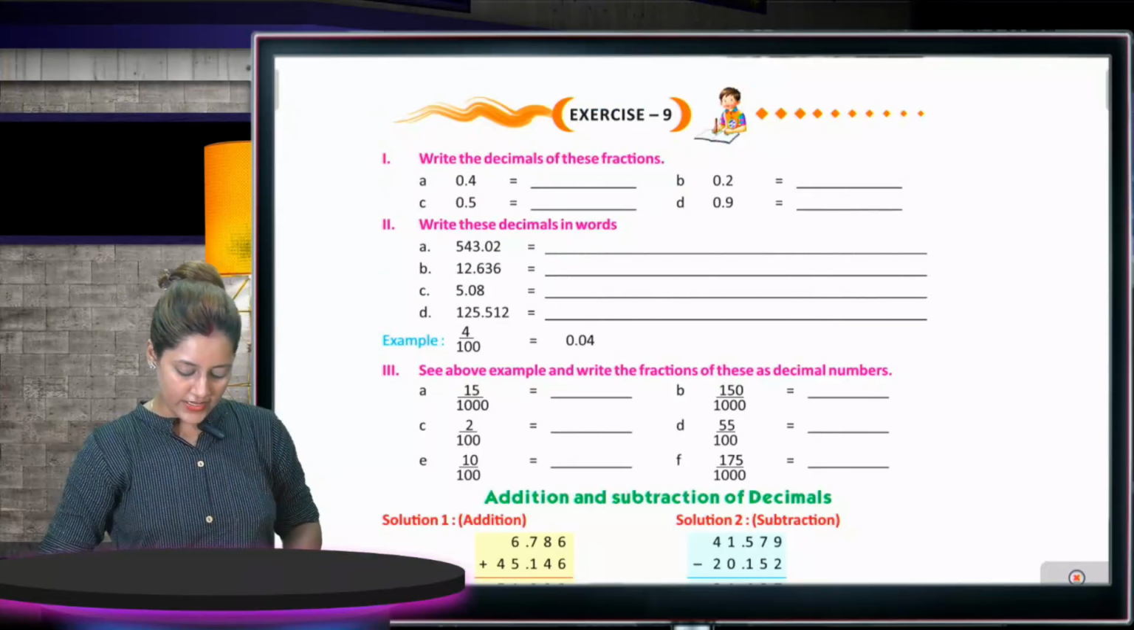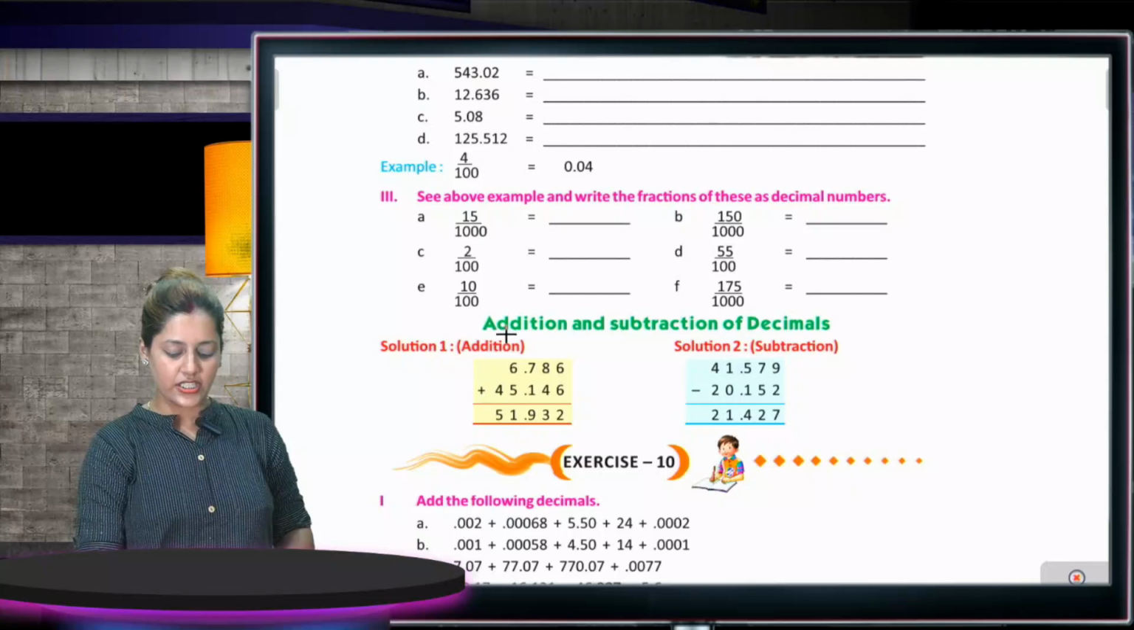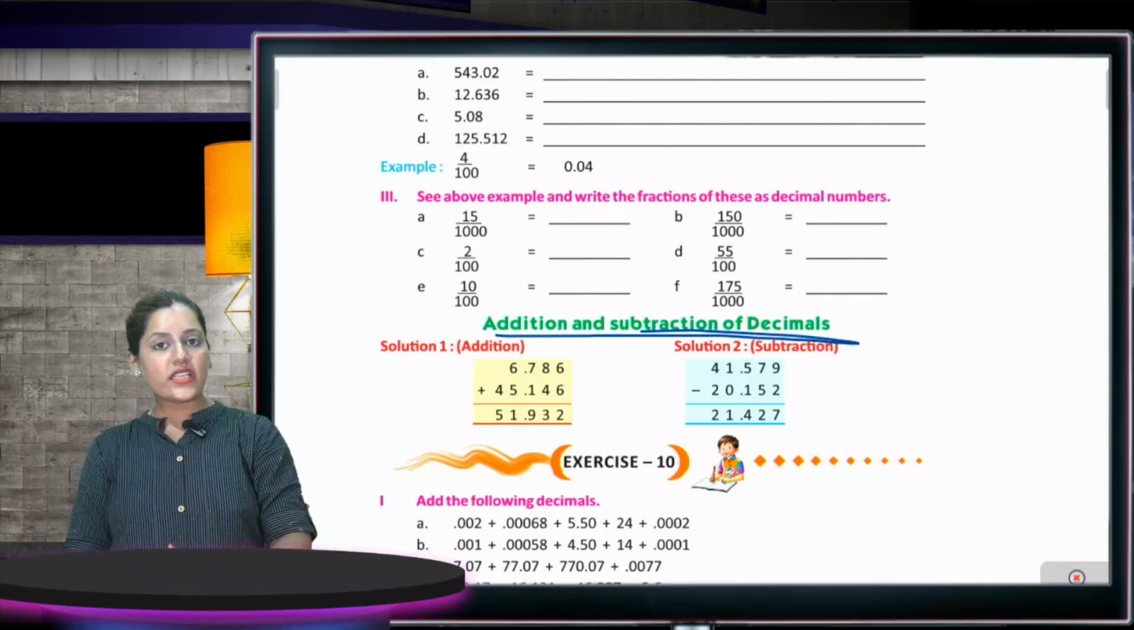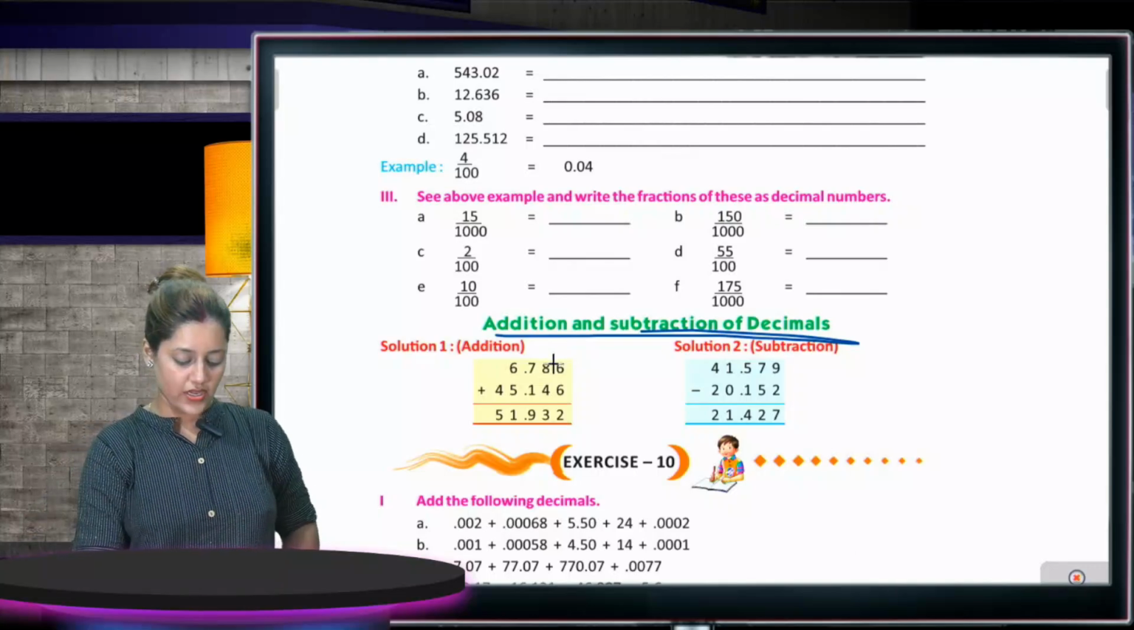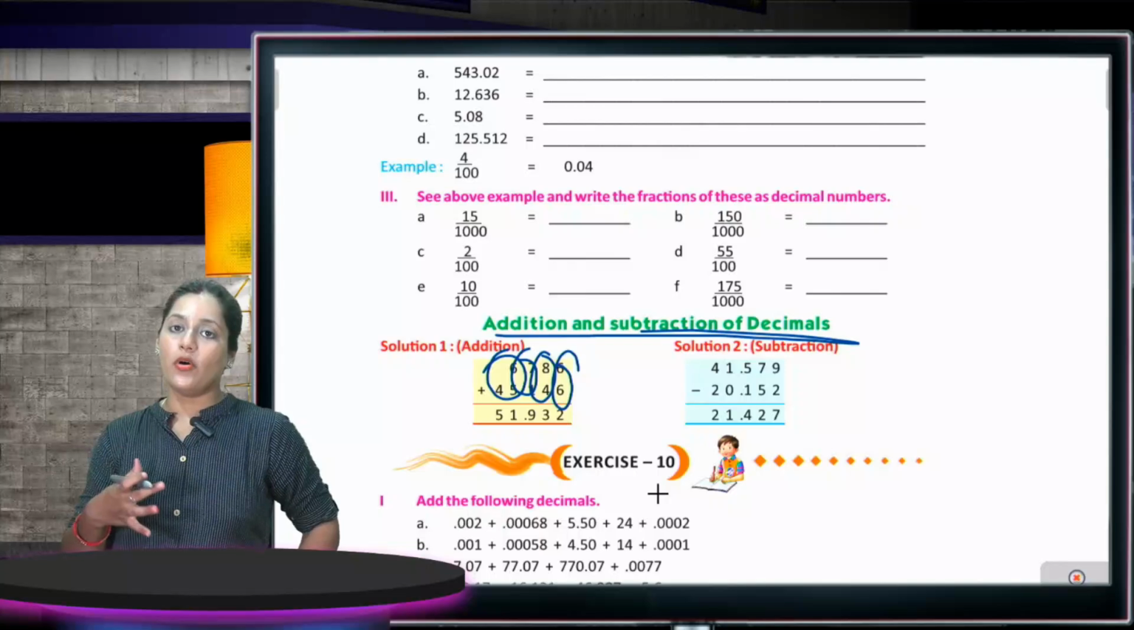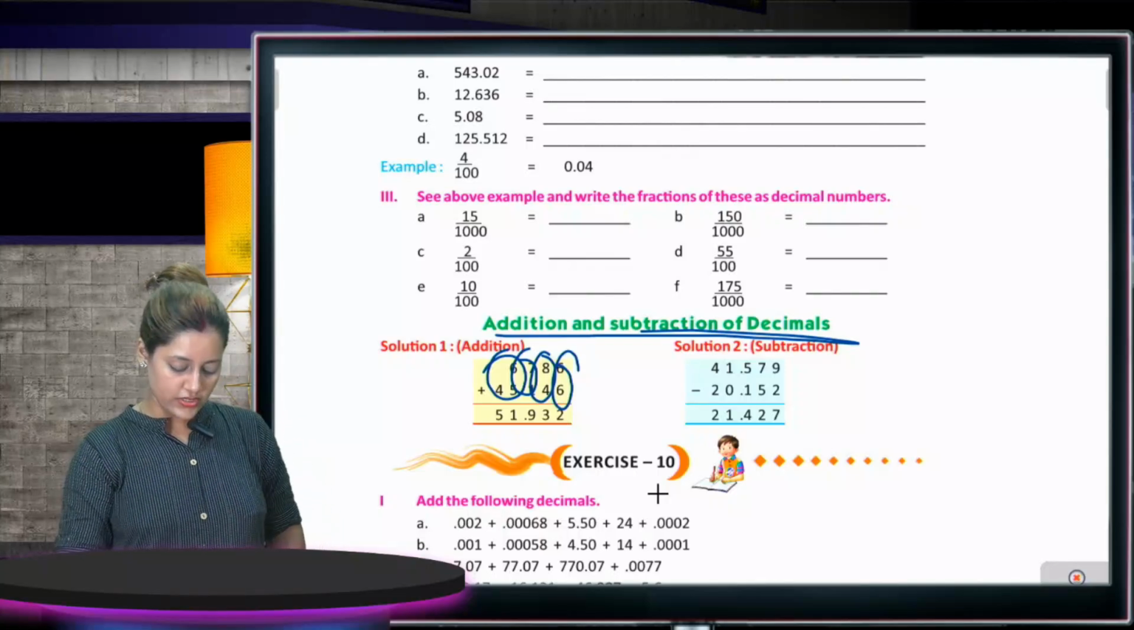Next is your exercise 9 and next is addition and subtraction of decimals. For decimals, you have to line up the decimal points and write the numbers in the same way. Then simply add one by one, and if a carryover or borrowing is done, you simply put it there.